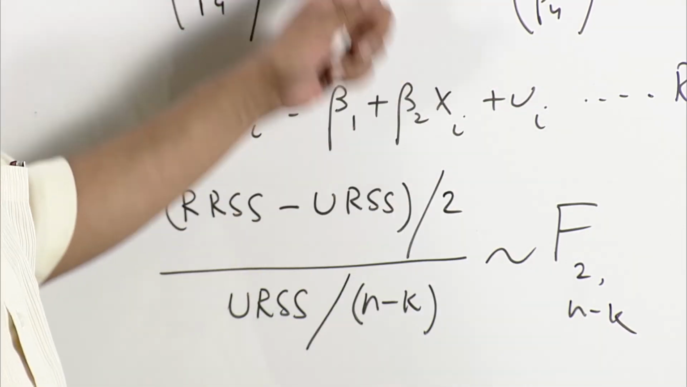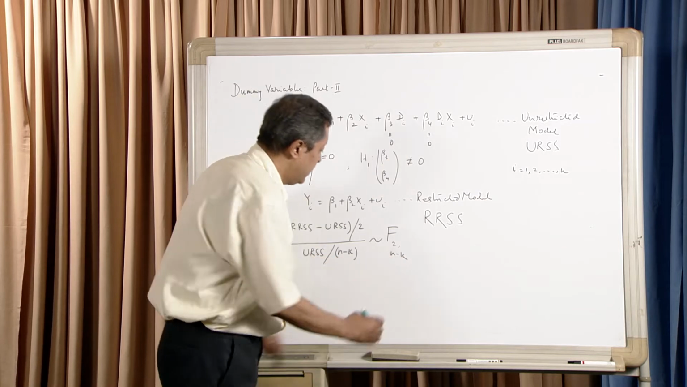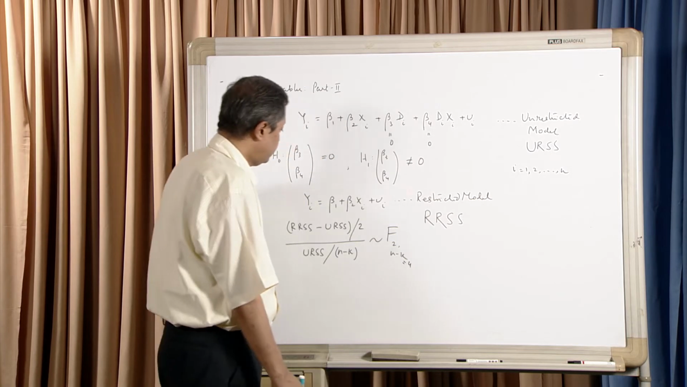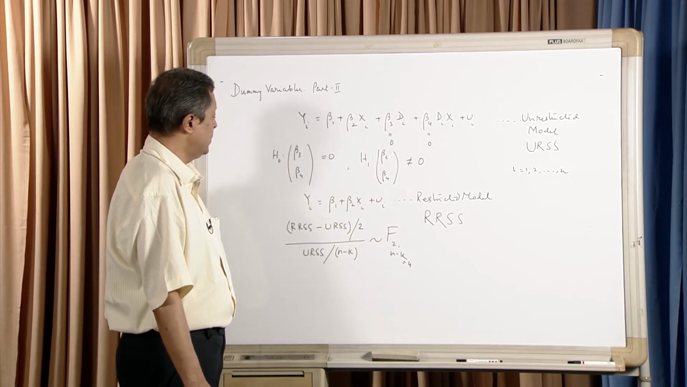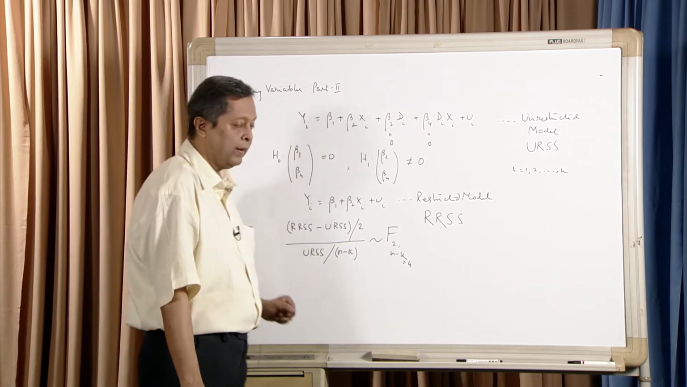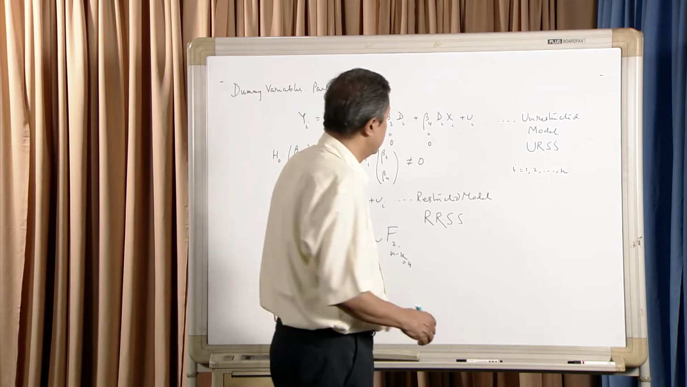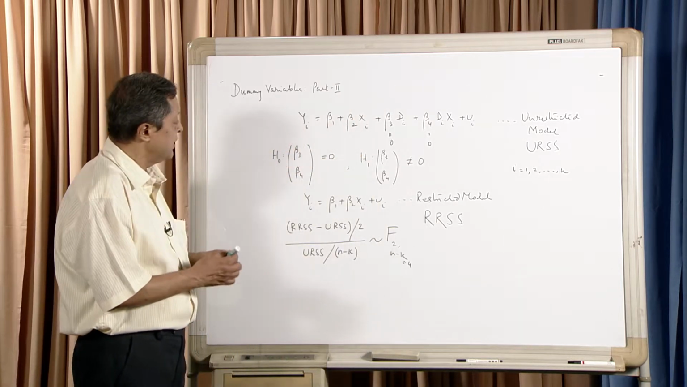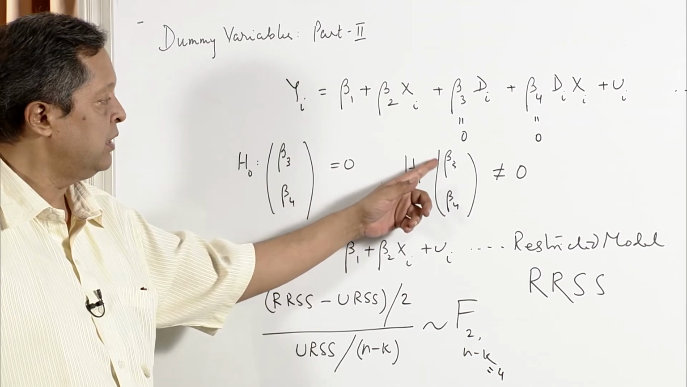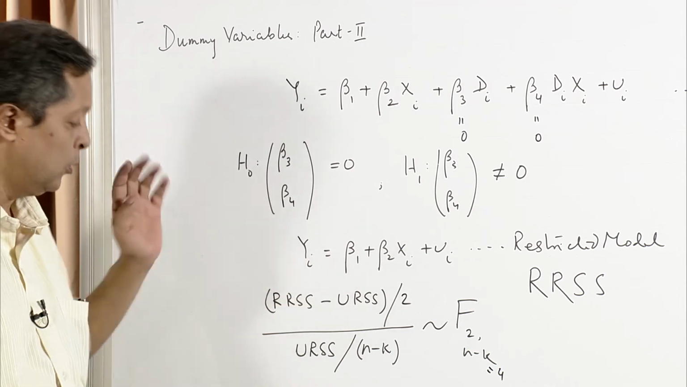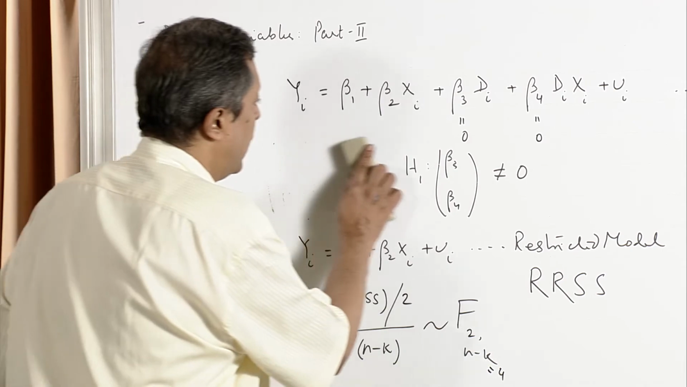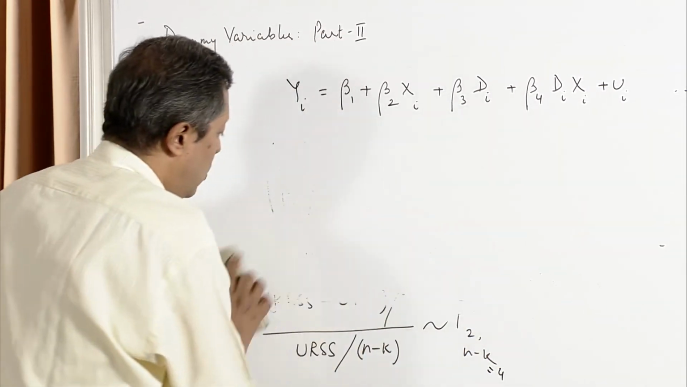And what is k here? 1, 2, 3, 4. So, k here is 4, maybe n is 50 or something like that. And we will reject the null hypothesis if F calculated exceeds the F critical value at the given level of significance. Now, if we reject the null, that means beta 3 and beta 4 are not both equal to 0. That really means that we have two different regressions, one for the peacetime, the other for the wartime.